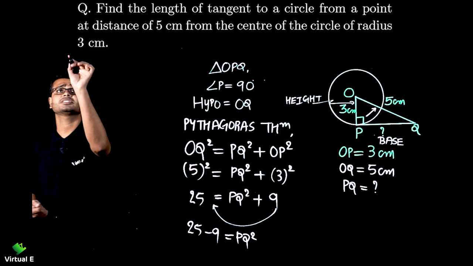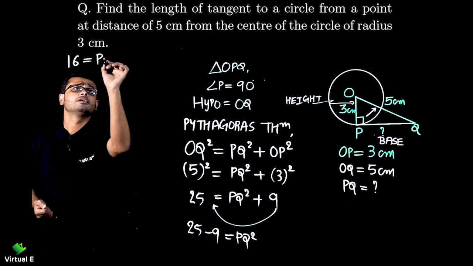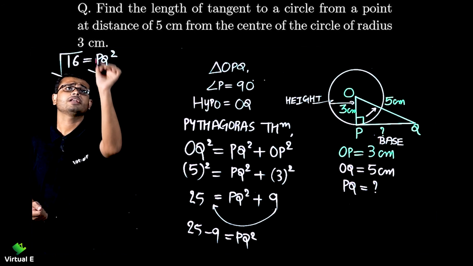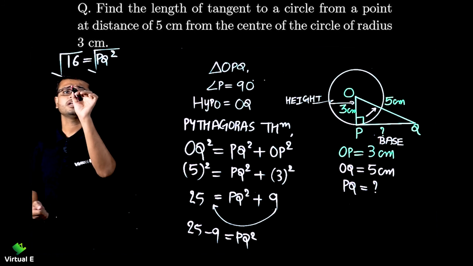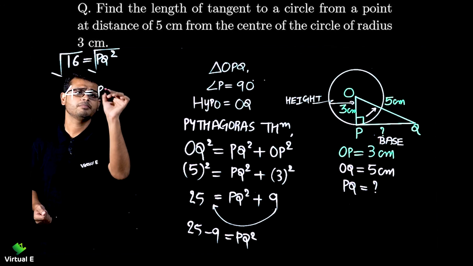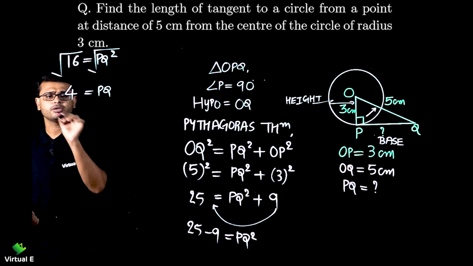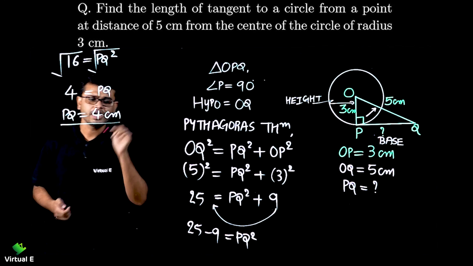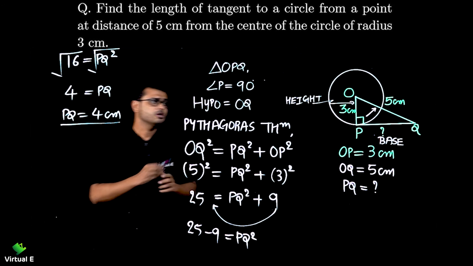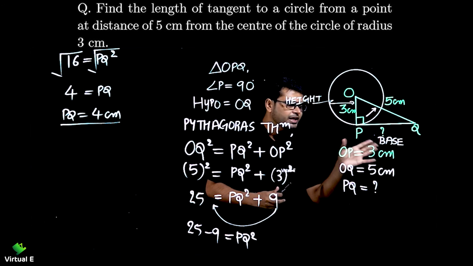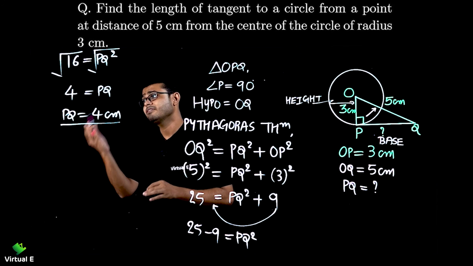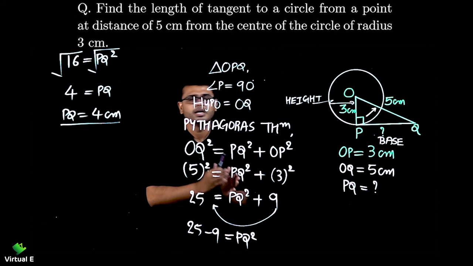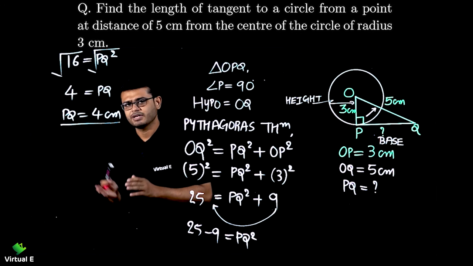25 minus 9 is 16, and here PQ square. Let's take the square root to find the value of PQ. Here it will be 4 and here it will be PQ only. So length of PQ is 4 centimeter. You must be thinking, why have I taken only the positive value? Because we know that length cannot be negative. So rather than discussing a negative answer, only talk about positive. We are certain that when we talk about shapes, we are going to get only positive lengths, right?